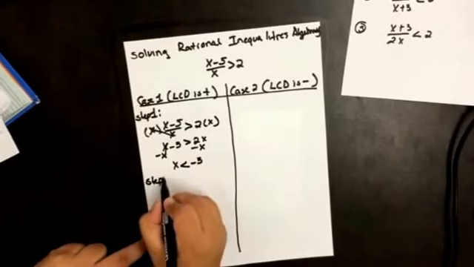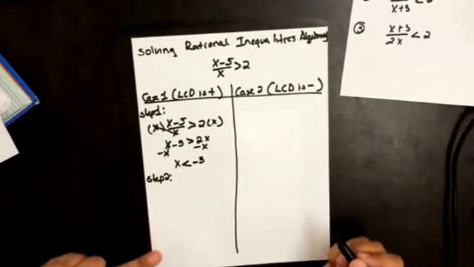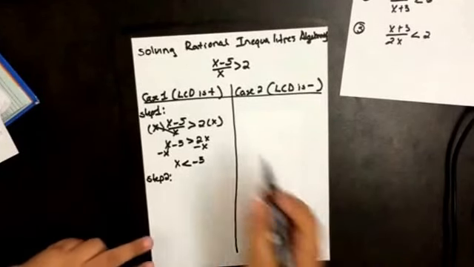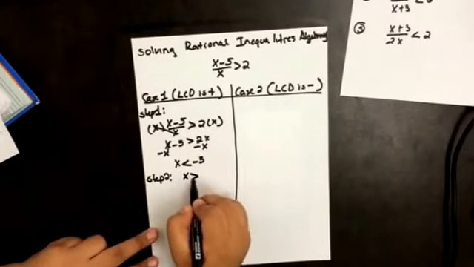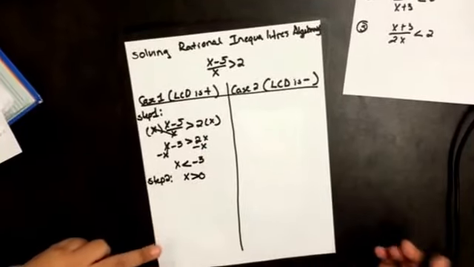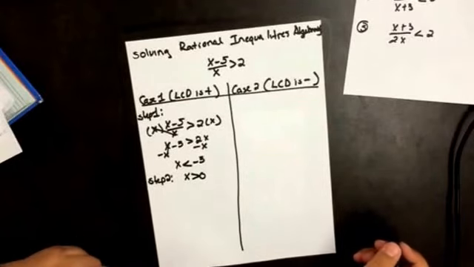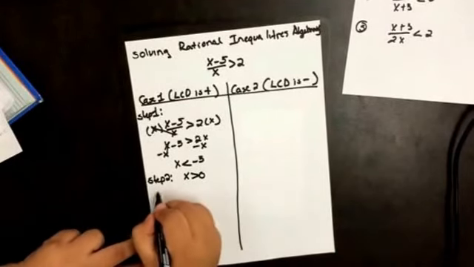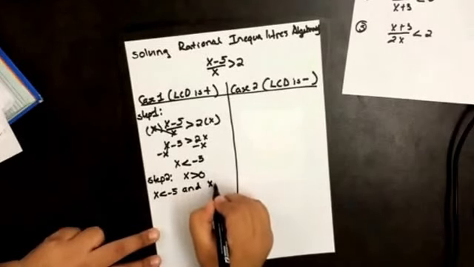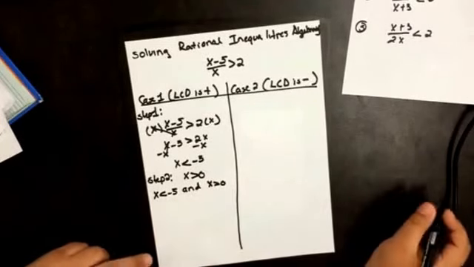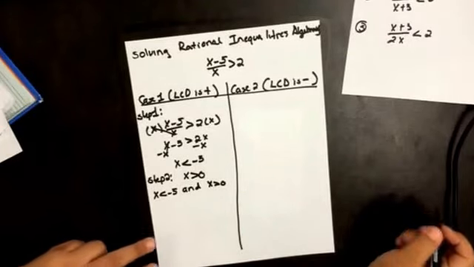Step 2. We want to consider the sign of the least common denominator. In this case, we said it was positive. So we're going to say that x is greater than 0. So as you can see, we have two possible solutions. x is less than negative 5, and x is greater than 0. So we're going to test them both.